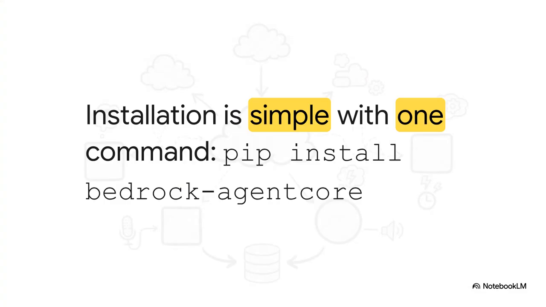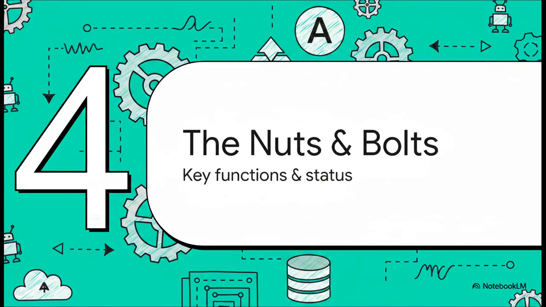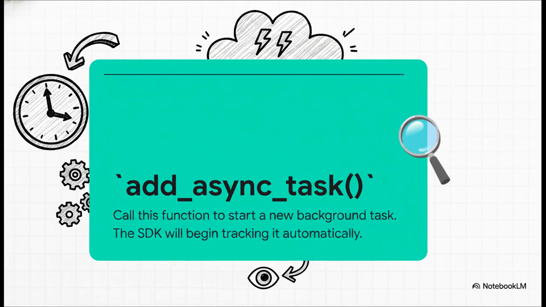And getting started is about as easy as it gets. It's just one simple command in your terminal. That's it. That's your ticket into building these much more sophisticated agents. All right, let's pop the hood and get into the real nuts and bolts. We're going to look at the key functions you'll use and how the system keeps track of what your agent is up to. The first function you absolutely need to know is add async task. This is your start button. When your agent is about to begin a long-running job, you call this.